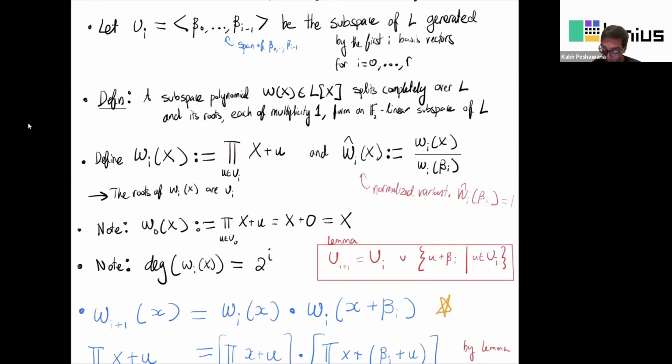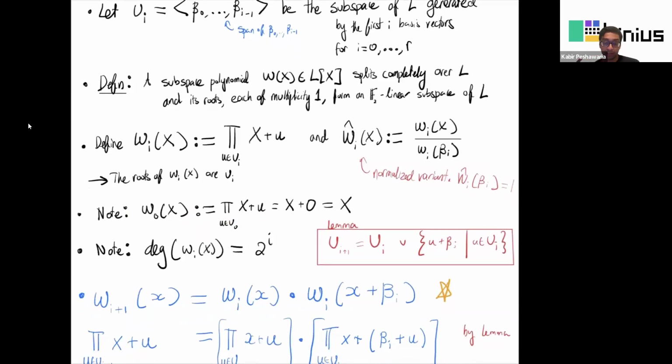Now note, W0(x) is this thing, but for all little u in U0. So what is U0? U0 is the subspace of L generated by the first 0 basis vectors. So there's only one element in it, that is the 0 element. What can you make with nothing? You can make only 0 with nothing. So that means it's this, which is equal to this, which is this. That basically is just going to say that W0 of x is just the identity map. That's all I wanted to say about that.